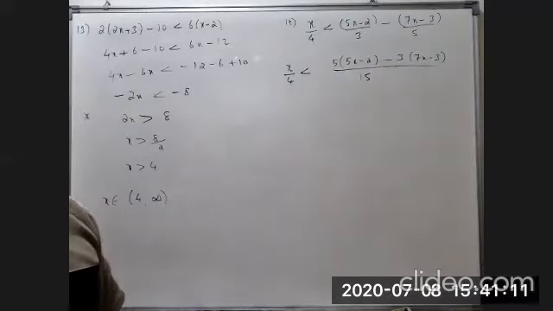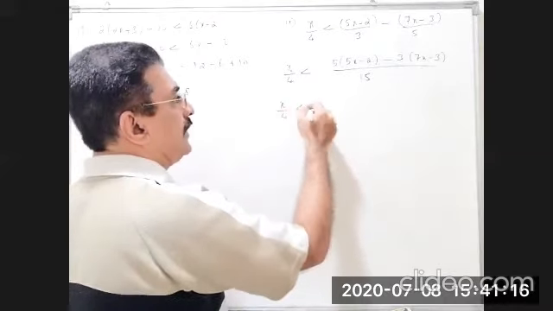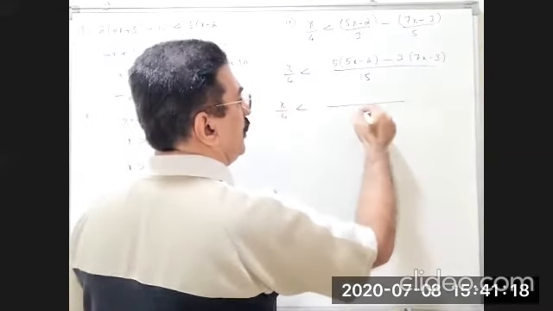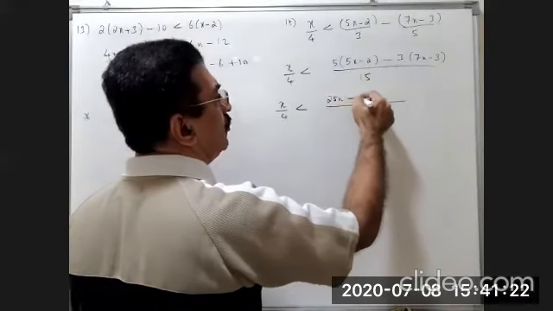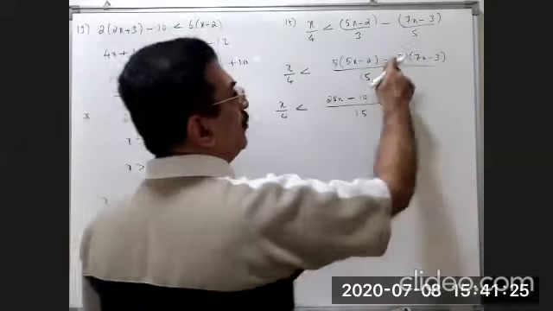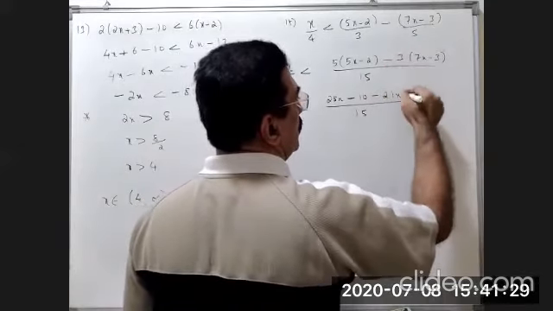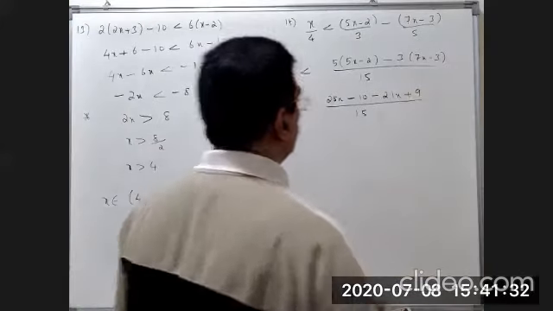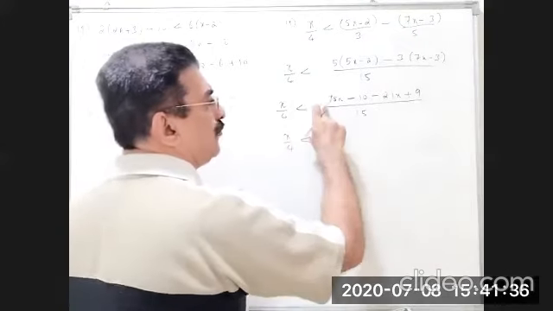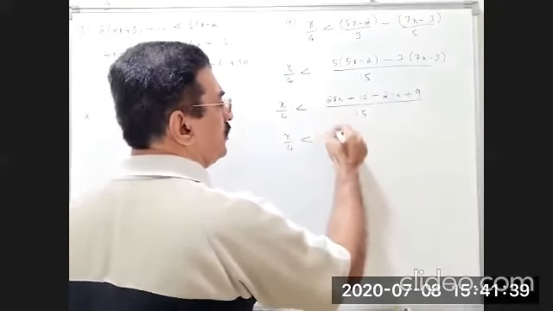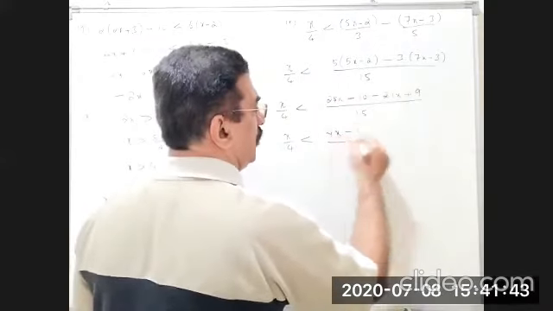Amar, I think you are right. x by 4 less than, again we will simplify. 5 into 5x, 25x minus 10. Minus 3 into 7x, minus 21x. Minus 3 into minus 3 is plus 9. This is x by 4 less than 25x minus 21x is 4x, minus 10 plus 9 is minus 1, by 15.